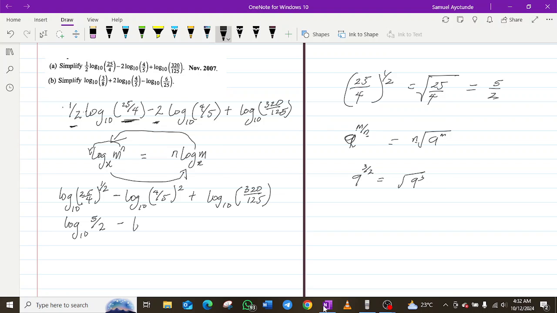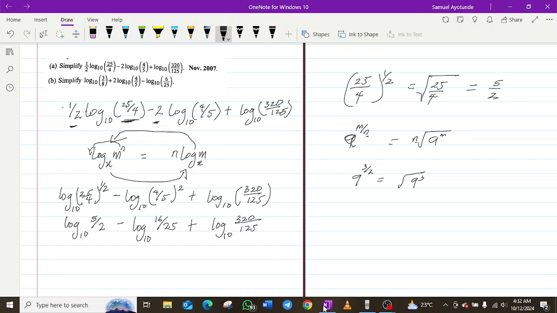Minus, we can apply this power to the two of them. That will be 16 over 25 plus log 320 over 125 base 10.